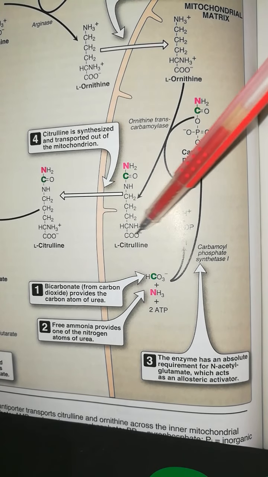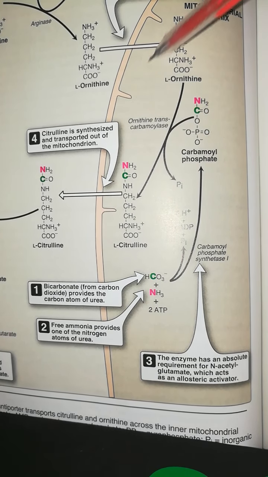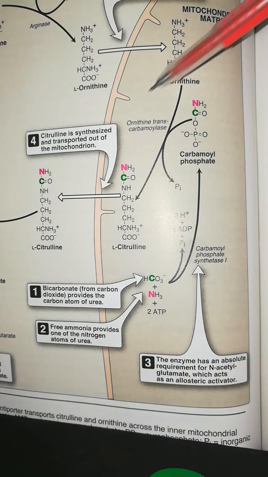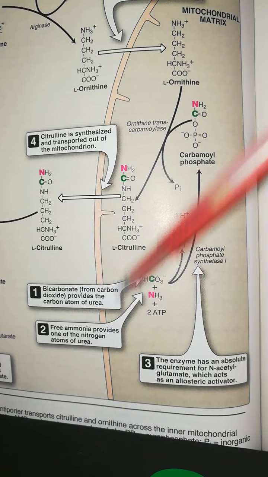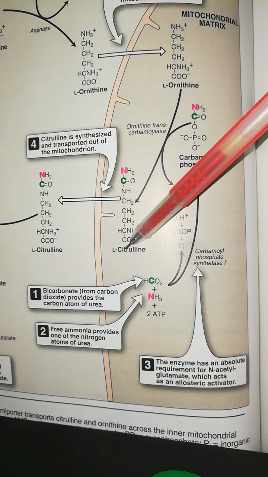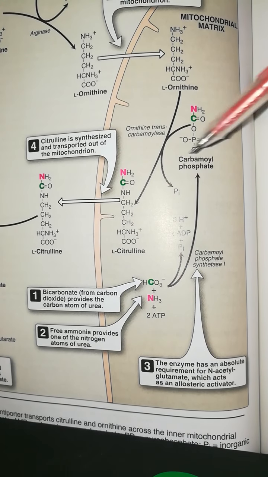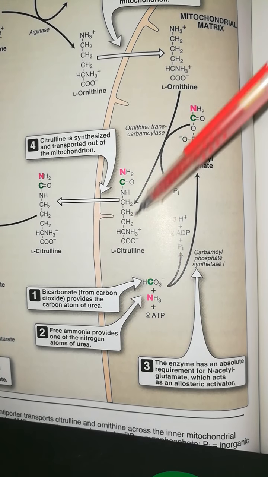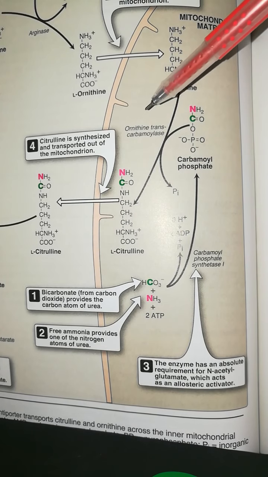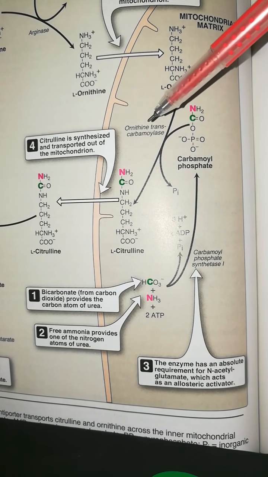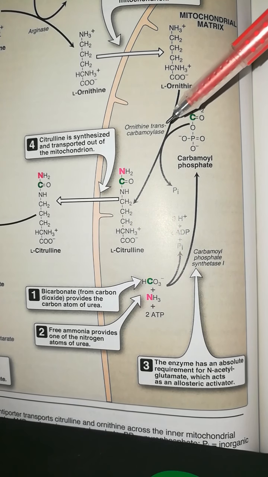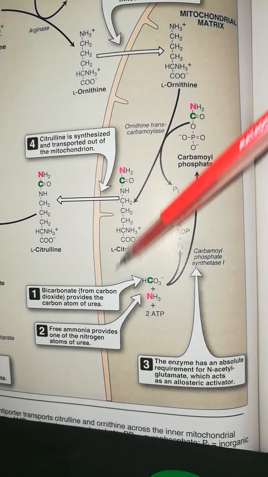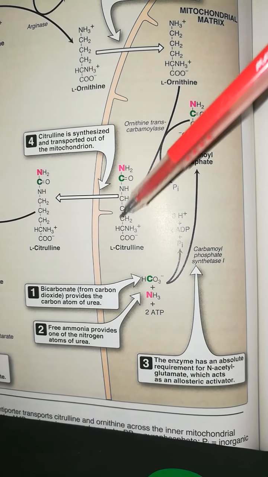Up to the citrulline synthesis, the urea cycle occurs within the mitochondrial matrix. So carbamyl phosphate is condensed with this ornithine and ultimately citrulline is synthesized. This condensation step is done by ornithine transcarbamylase. So up to this point, it occurs in the mitochondria.